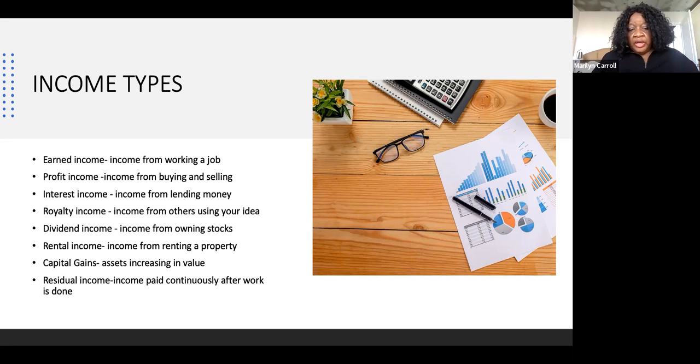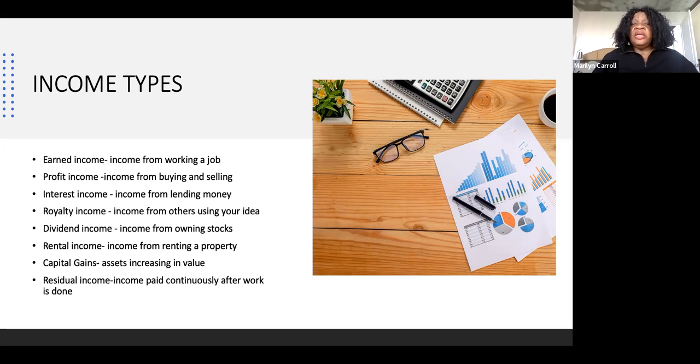You have residual income as well. This is income paid continuously after work is done. Some of the examples I find myself getting residual income from are selling t-shirts, or selling conference material, or things of that nature. Some of the things I write, I get residual income on as they're in the market, not just for using it. So I get a royalty income from the publisher, but I get residual income from the sales of those items that are out there. It could be merchandise, it could be clothing, whatever else I have out there.